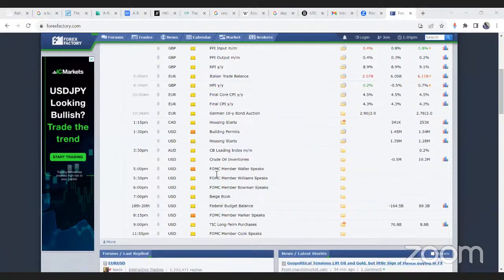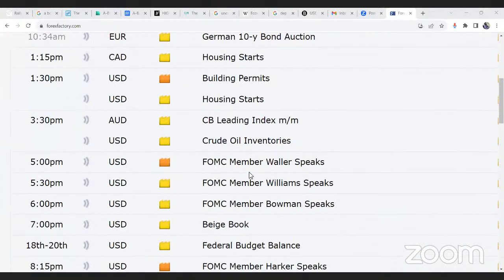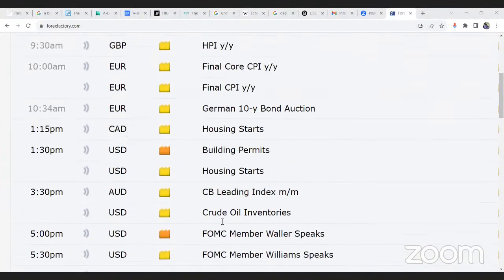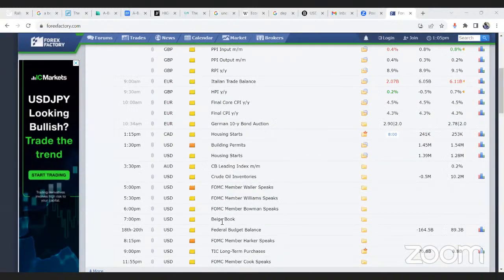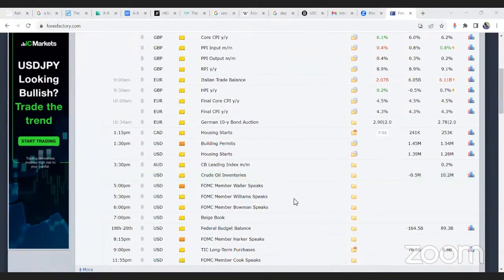An FOMC member will be speaking by 5 p.m., also medium impact, and then another FOMC member will be speaking by 8 p.m. So let's move on. These are not high impact data, so that means that we will just be looking at currencies and looking at some levels and strategies.